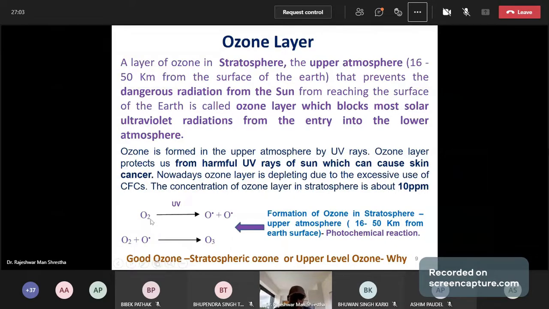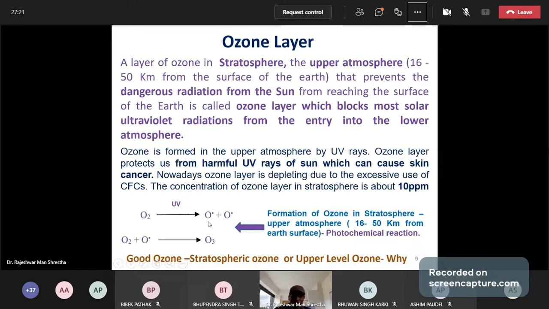Then how does the ozone layer form in the upper atmosphere? The oxygen molecule present in the upper atmosphere, under the effect of UV rays, splits into oxygen atoms. The oxygen atom reacts with the oxygen present in the upper layer and forms ozone. In this way, the ozone layer forms in the upper atmosphere by photochemical reaction.